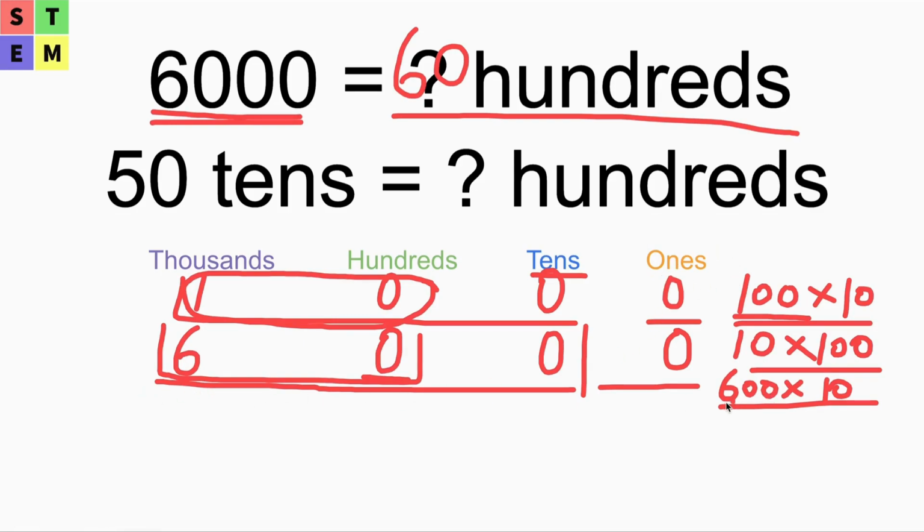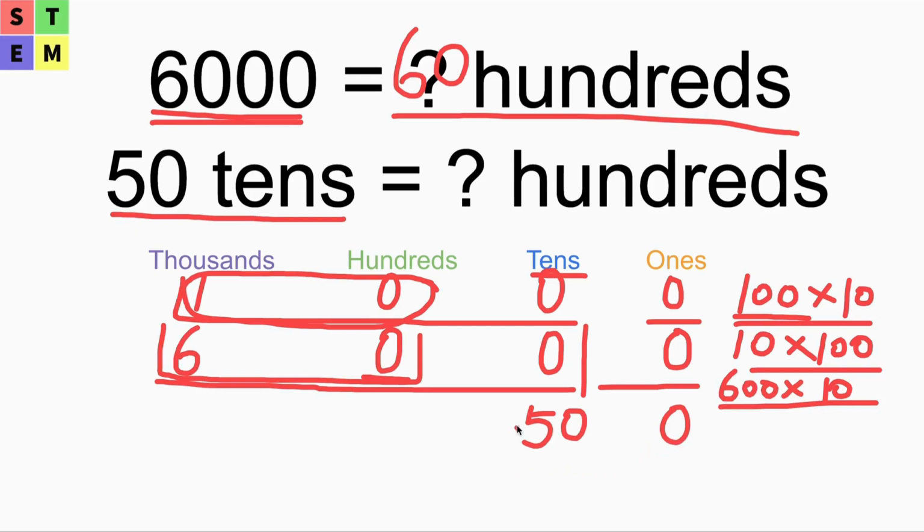Okay, so let's take a look at our second question. So we got 50 tens. How many hundreds, right? First, easily here we got 50 tens. I can just write 50 here, 50 at the tens place. Okay, 50 tens, and there's no ones, right? So we need to fill in the ones. So it's basically 0 ones.